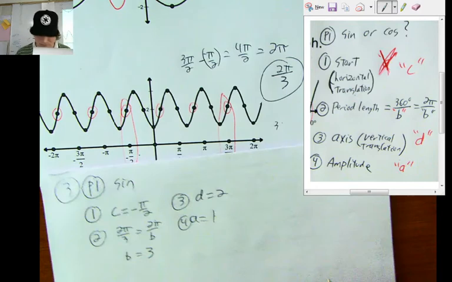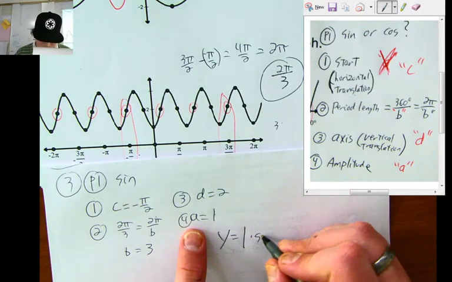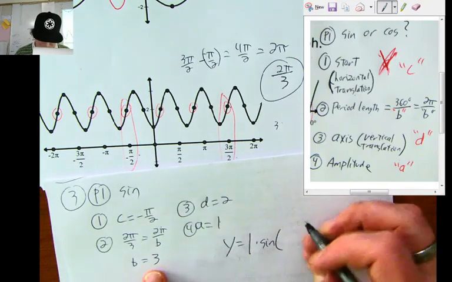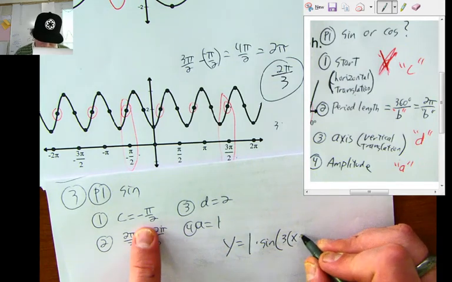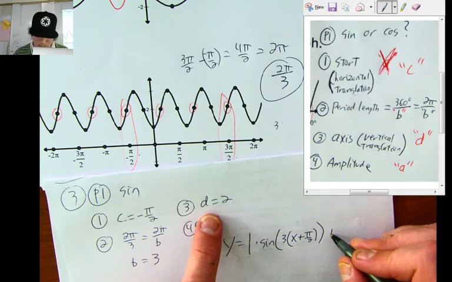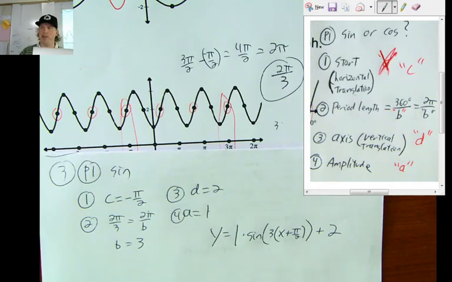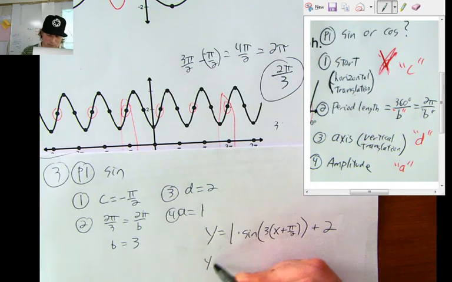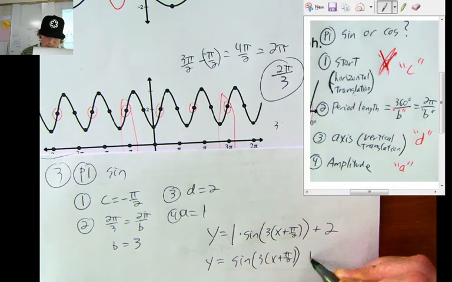And I'm doing a sine graph. Let's get into the equation. Y equals amplitude times the function sine of b times x. It's negative pi over 2, so plus pi over 2, close, close, plus the vertical translation of 2. And then, would I include all this in my final answer? No, I wouldn't include the 1. My final answer would be sine of 3 parentheses x plus pi over 2, close, close, plus 2.